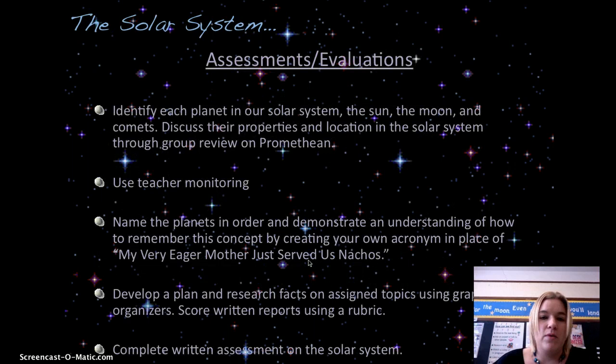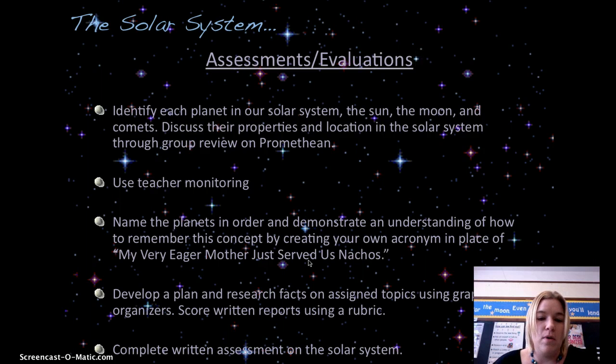For assessment and evaluation, the students must identify each planet in the solar system, the sun, the moon, and comets. They would discuss their properties and their location in the solar system. We'll do this through group review on the Promethean. I would use teacher monitoring. The students will be asked to name the planets in order, and they will demonstrate this understanding by creating their own acronym. I would introduce to them My Very Eager Mother Just Served Us Nachos, and they have to create their own acronym poster.